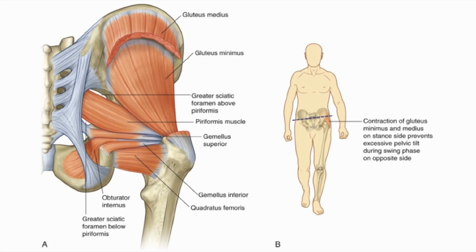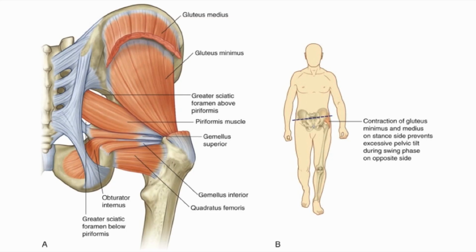Then you have the quadratus femoris, which is the most inferior of the group of muscles. And it's flat, rectangular, below the obturator internus muscle and associated gemellus muscles.